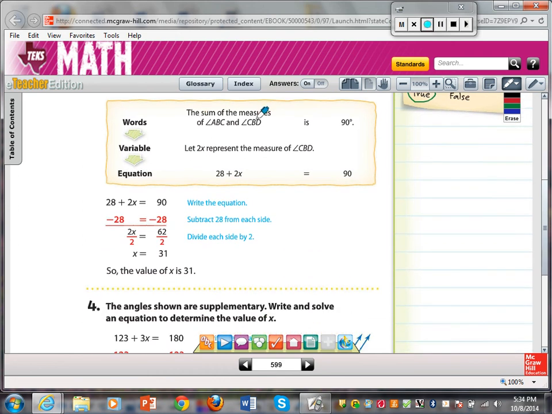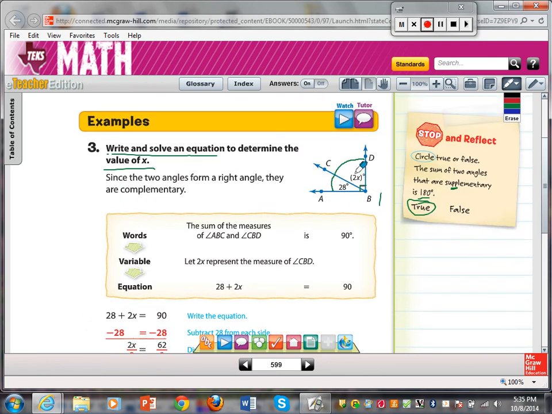The sum of the measures of angle ABC and angle CBD is 90 degrees. Variable: let 2x represent the measure of angle CBD. So let's go back here. 2x, angle DBC, this guy right here, represents CBD. Now, the equation: 28 plus 2x has to equal 90 degrees because they are complementary. So let's see how that works.